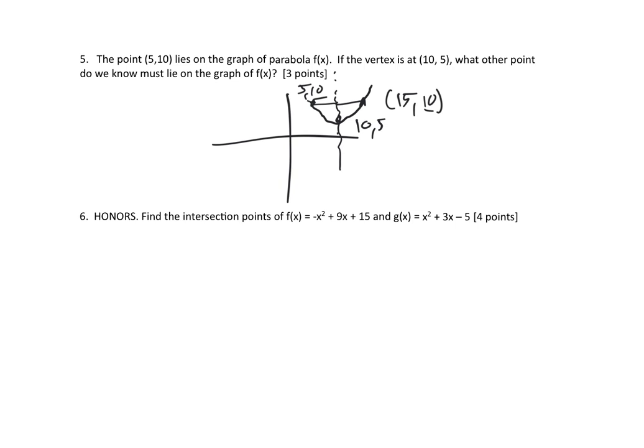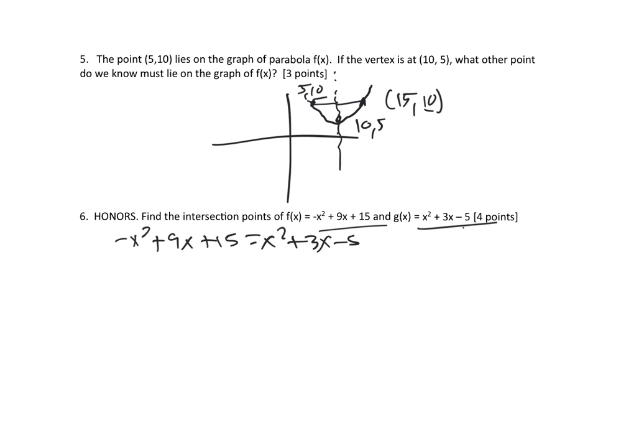Okay, so now we want to find the intersection points of these two. And to do that, we're going to start by setting them equal to each other. So we have negative x squared plus 9x plus 15 equals x squared plus 3x minus 5. Just like if you're finding the intersection point of two lines, you can set them equal to each other when they're in the y equals mx plus b format.